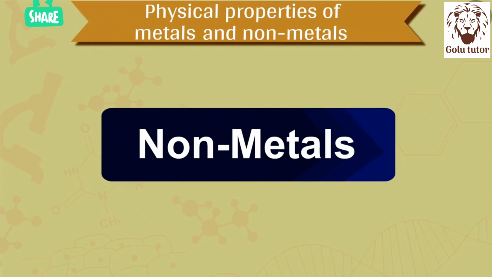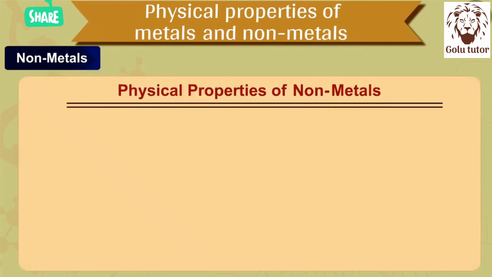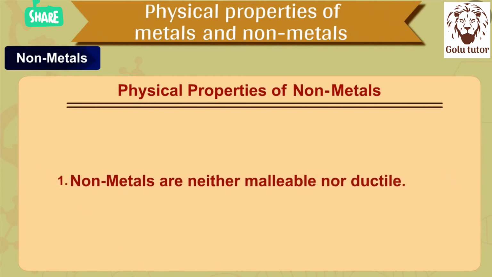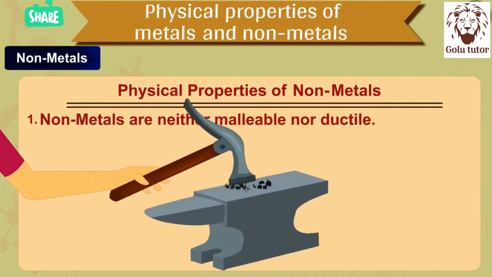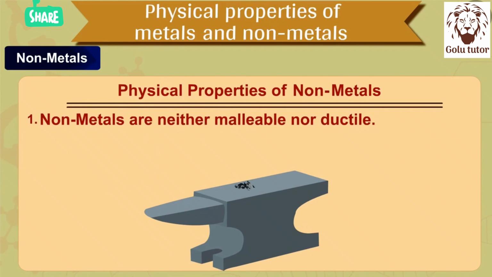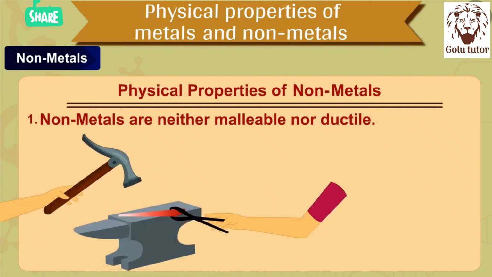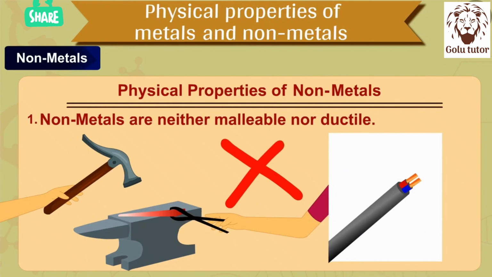Students, let us now move ahead towards the physical properties of non-metals. The first property of non-metals is that they are neither malleable nor ductile. They are brittle. That is, they break easily. Therefore, solid non-metals can neither be hammered into thin sheets nor be drawn into wires.